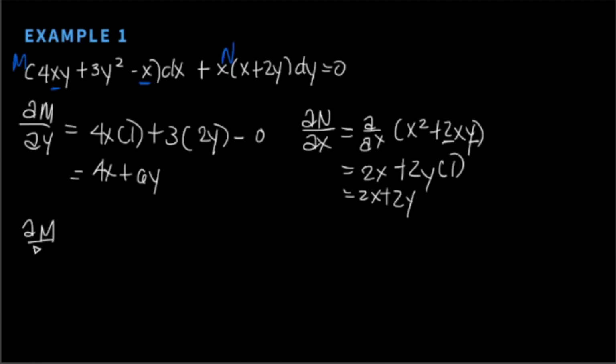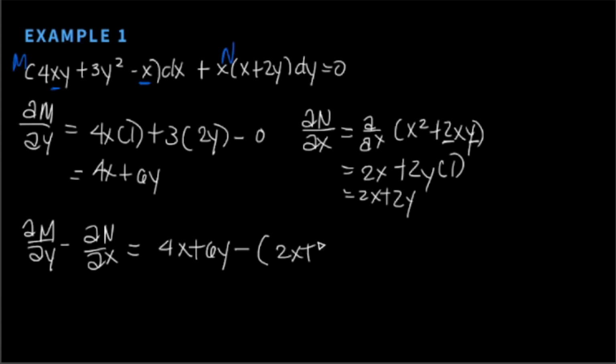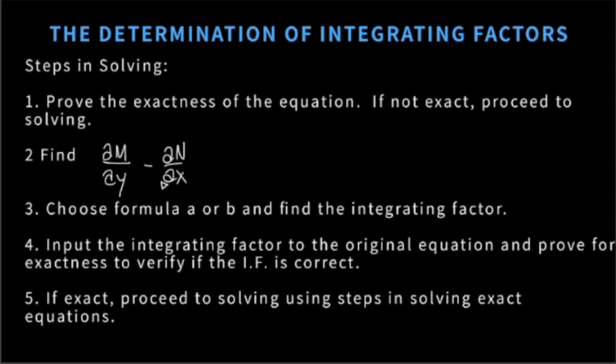So, dM over dy minus dN over dx is equal to 4x, yung dM over dy natin, copy natin, plus 6y, minus, yung minus dito, tapos the quantity dN over dx, which is 2x plus 2y. So that will be 4x minus 2x, that will be 2x, and 6y minus 2y, that will be positive 4y. So ngayon, nahanap na natin yung difference ng dalawa. Choose formula A or B and find integrating factor.